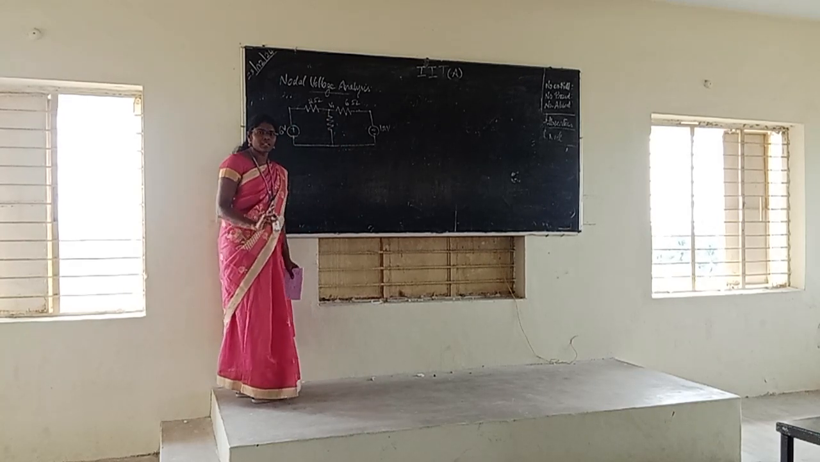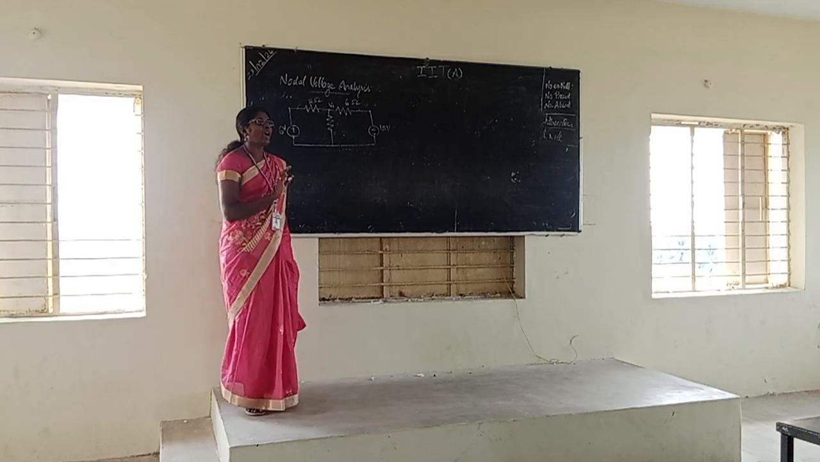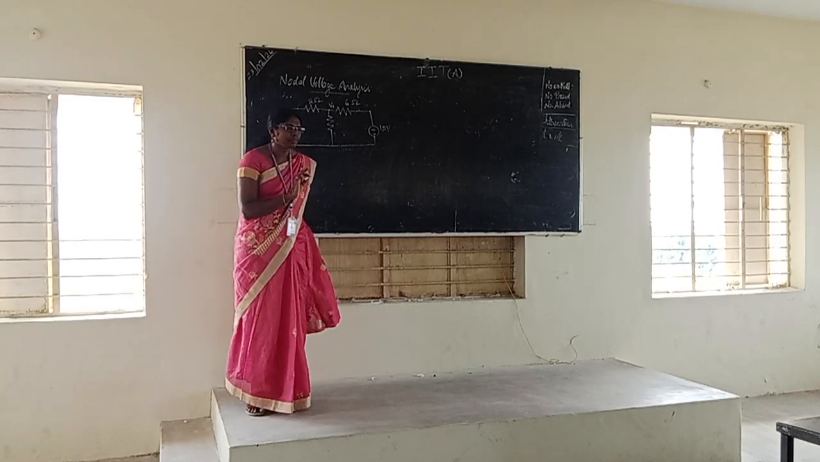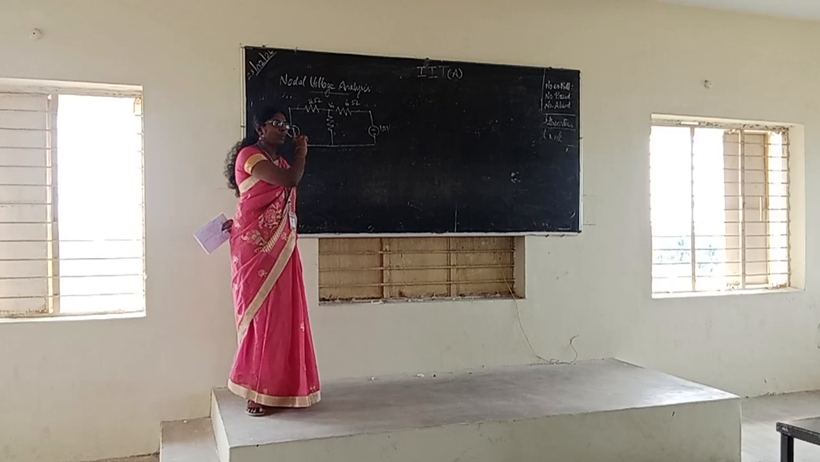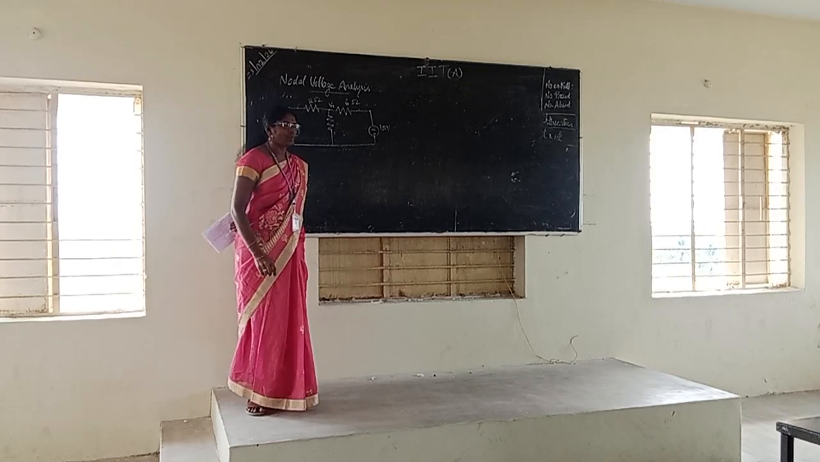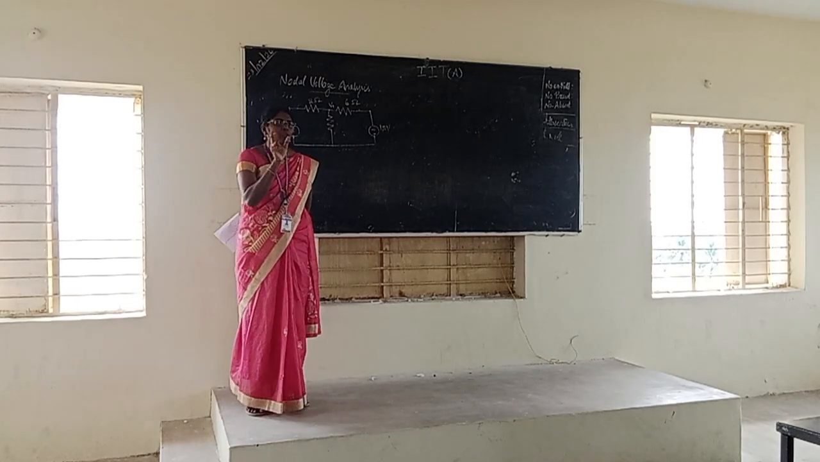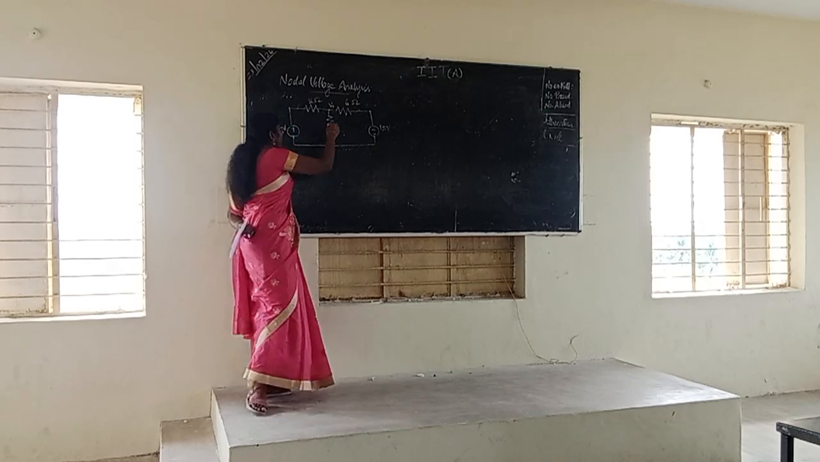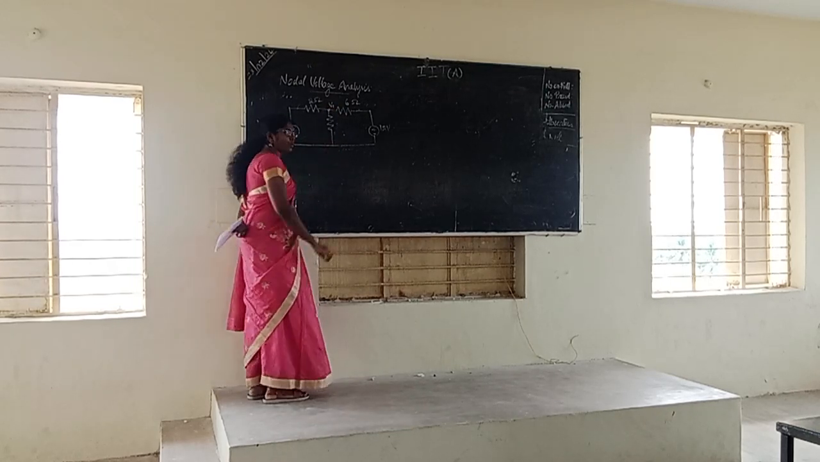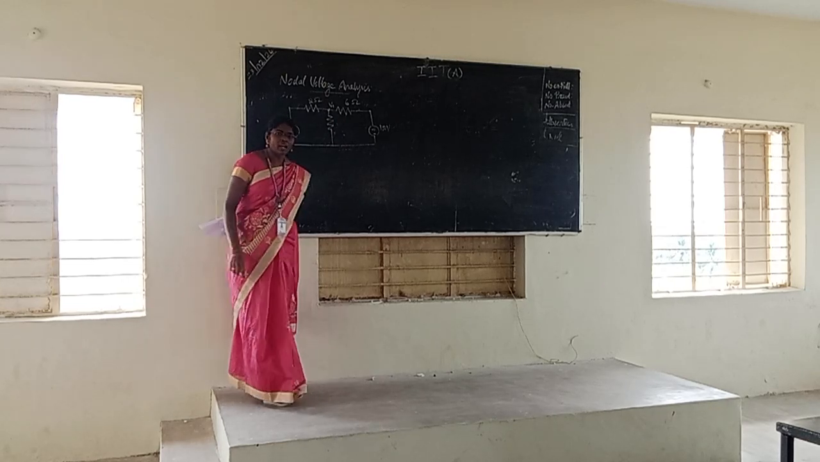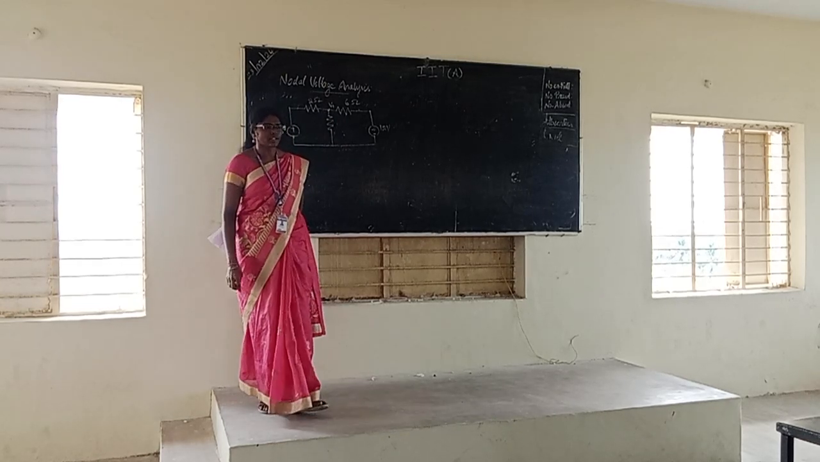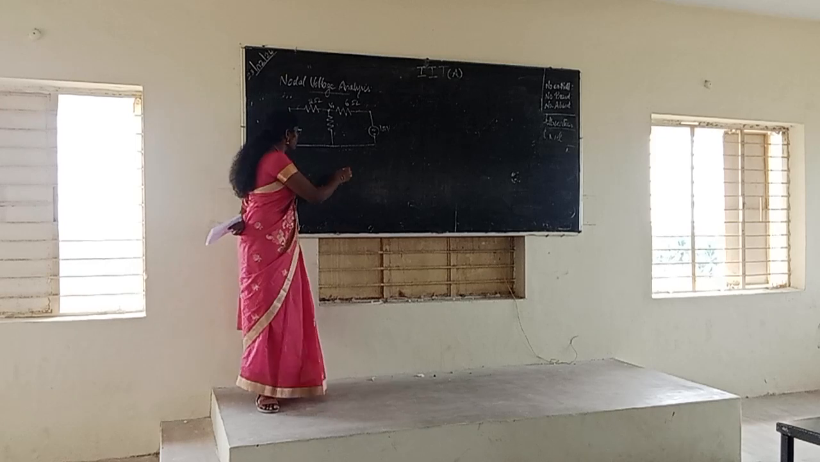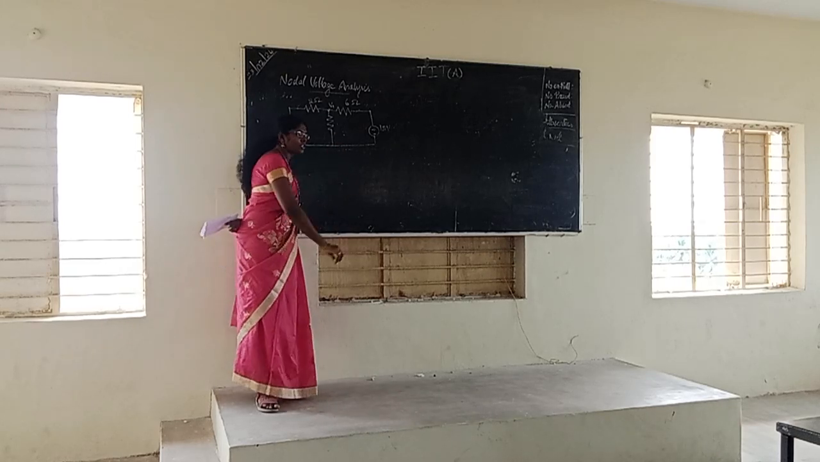Okay. First step, what you have to do is mark the node. The node is what? The point where the elements meet. So you have to mark the nodes. How many nodes are here? One node here. Next thing you have to notice: this is also considered to be a node, but we won't mention that.